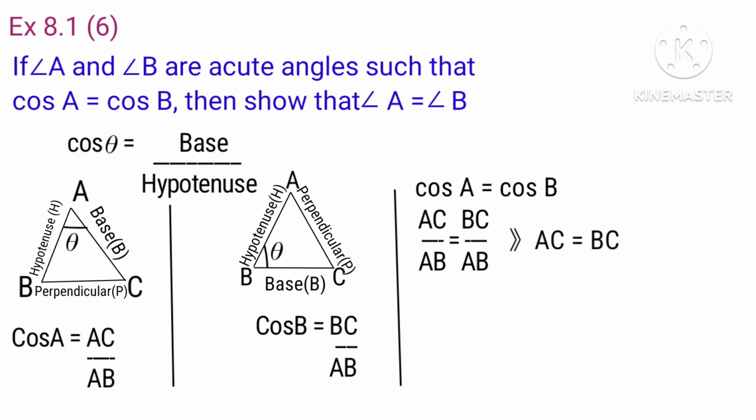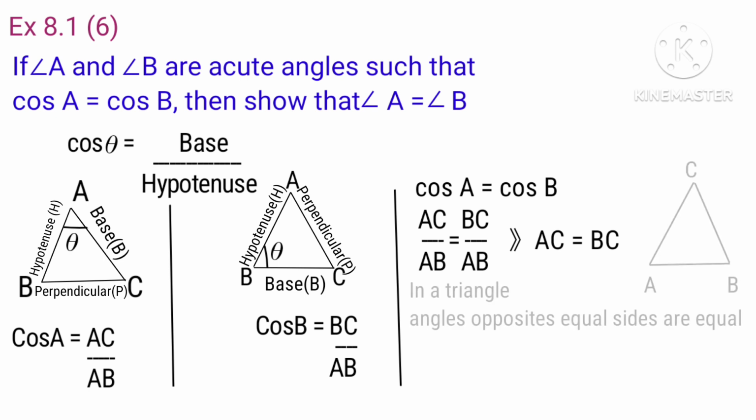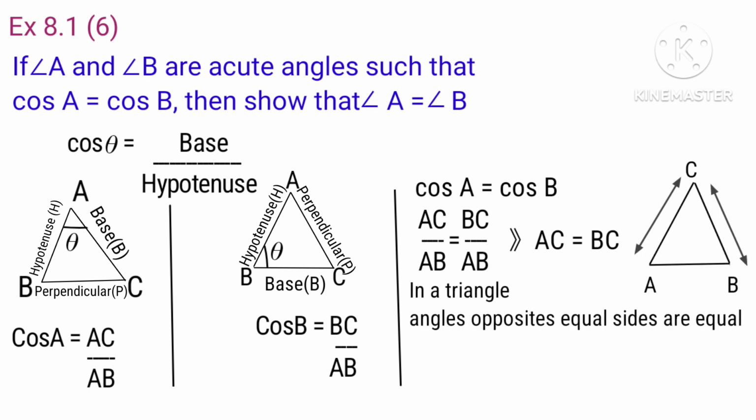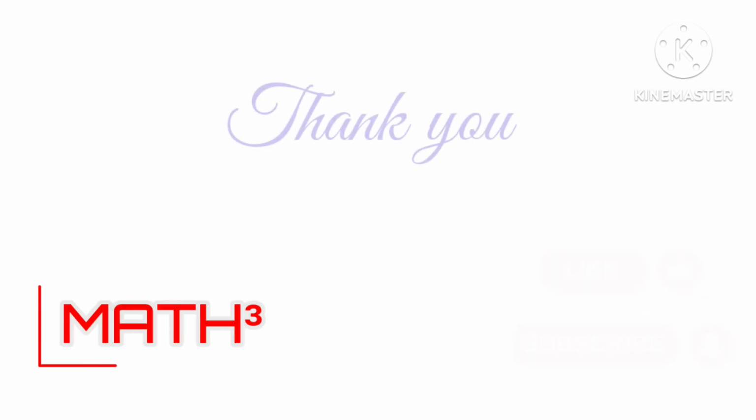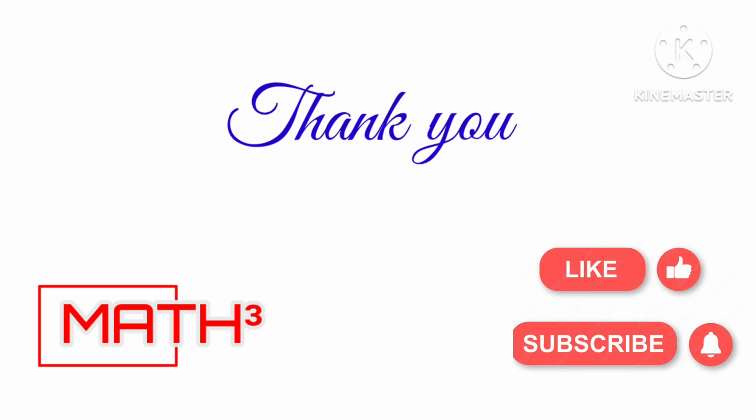So we know that in a triangle, opposite equal sides will have equal angles. So therefore we can say angle A is equal to angle B. Hence proved. So in this video we have learned all the basic sums of trigonometry.